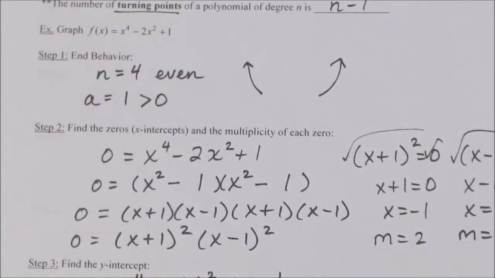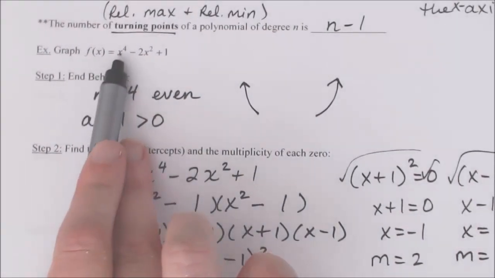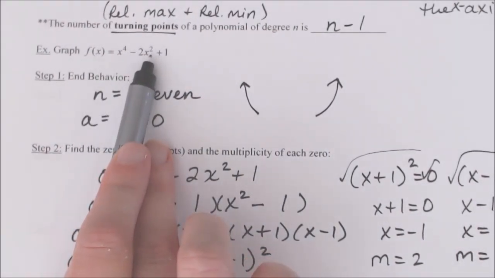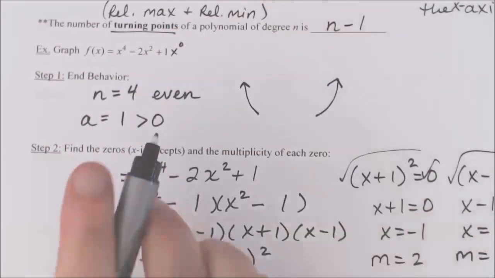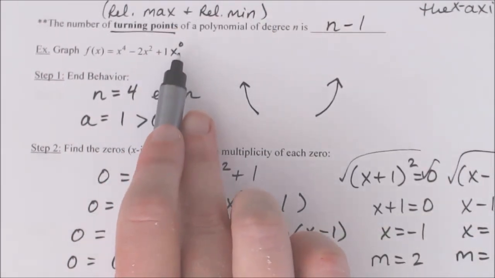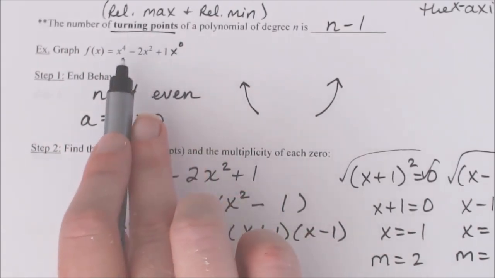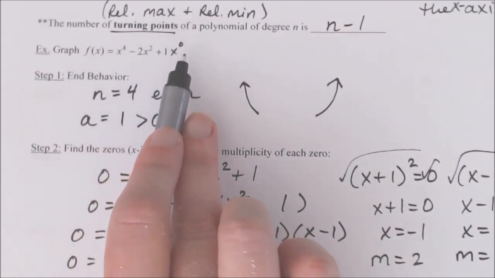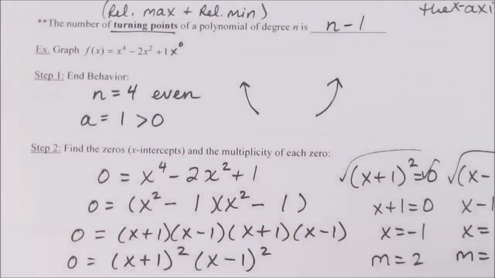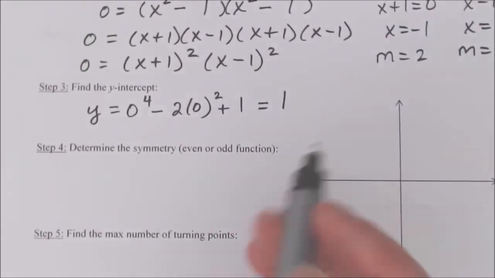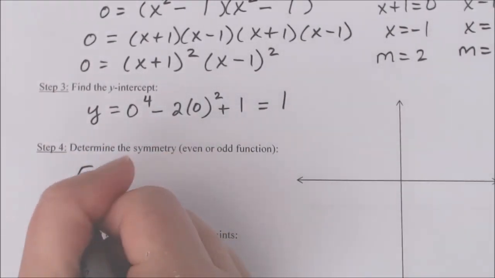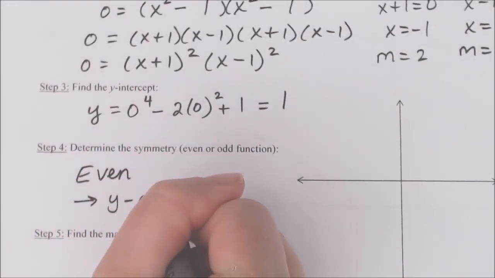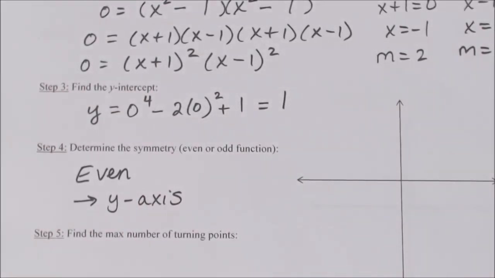So let's look at this example. We have exponents of 4, 2, and 0. Remember 1, that's like x to the 0 power. A constant would just be x to the 0. I'd consider 0 to be an even number. So we've got 4, 2, and 0 as the exponents in this polynomial. If those are all even, that means that it's an even function. And remember what kind of symmetry even functions had? Y-axis symmetry. Remember, odd functions had origin symmetry. Even functions have y-axis symmetry.